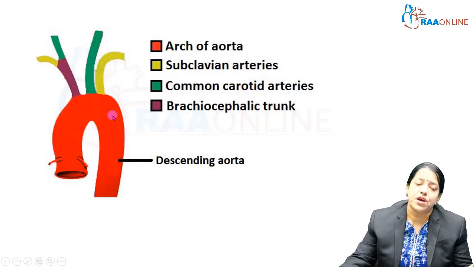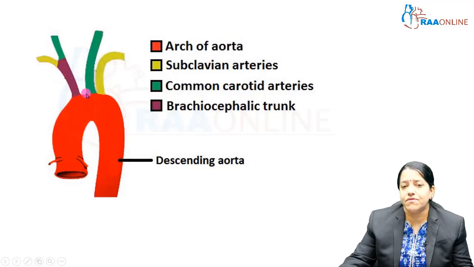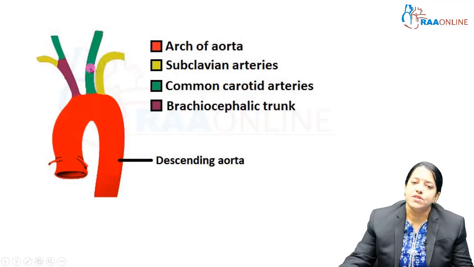The arch of aorta is giving three main vessels. On the right side you have the brachiocephalic trunk, on the left side you have the left common carotid, which is a direct branch from the arch of aorta, and also the left subclavian artery, which is also a direct branch. Another less common branch but may be present is the thyroidea ima artery, which supplies the thyroid gland, also taking origin from the arch of aorta.